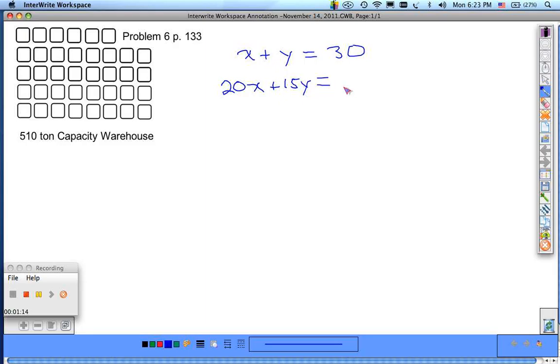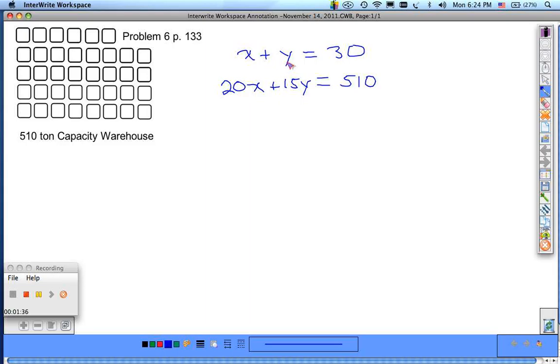So let's say there are 20-ton bins at x number plus 15-ton bins at y number, and that totals 510 tons. Whoa, look at that. I think you guys could probably snap your fingers and just go, hey, I know what to do from here. But if you notice, we have two algebraic expressions that are linear in nature, and you're probably wondering, what's the best way to solve these?